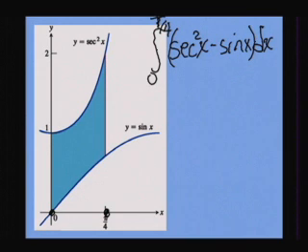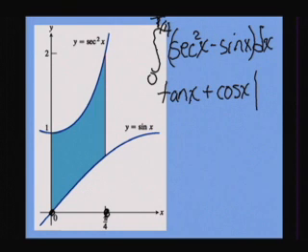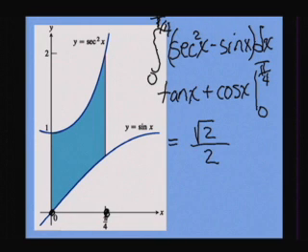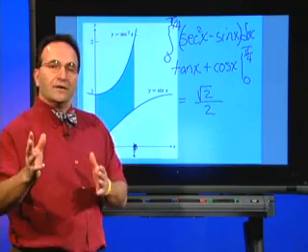So now we have to do the anti-differentiation. So the integral of secant squared x is tan x, and the integral of negative sine x is plus cosine x, and we're evaluating from 0 to pi over 4. And when we work that out, we will end up with an area of the square root of 2 over 2.